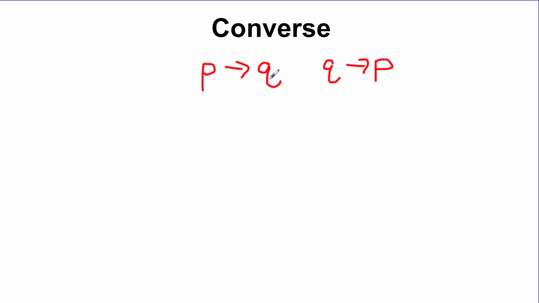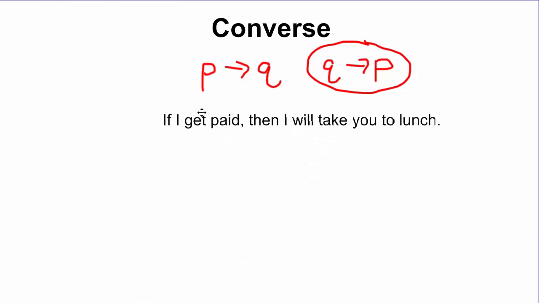So whatever conditional statement I start with, I switch the hypothesis and the conclusion, and I'll end up with a new conditional statement. And this new conditional statement is called the converse of the original. So let's look at an example. So here is an example.